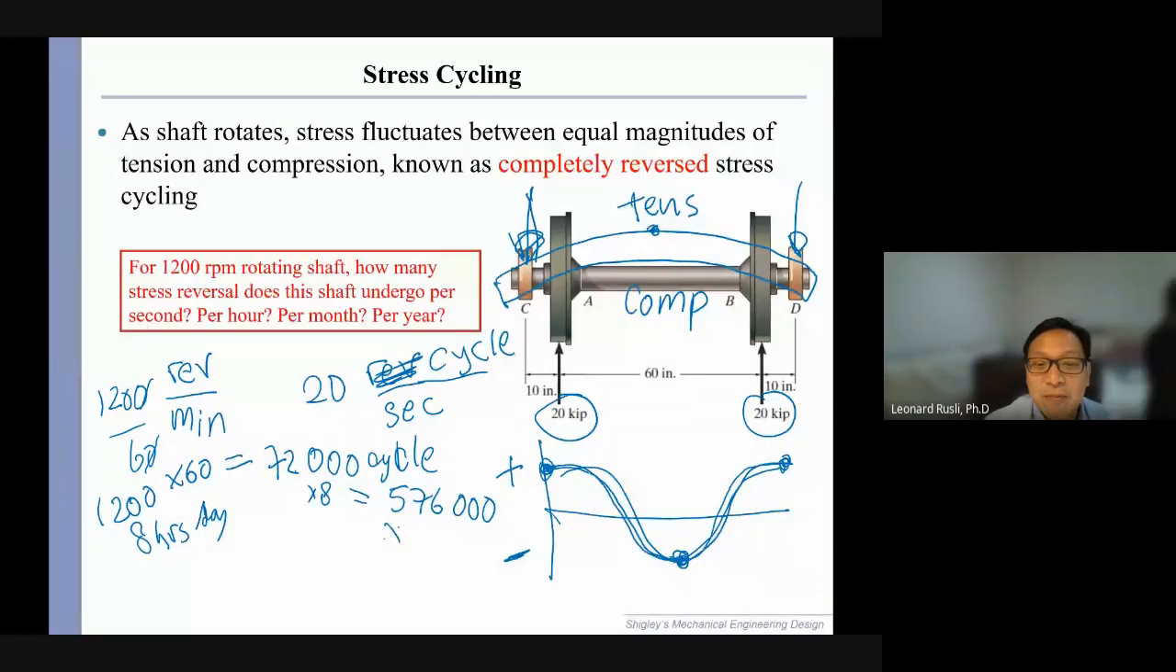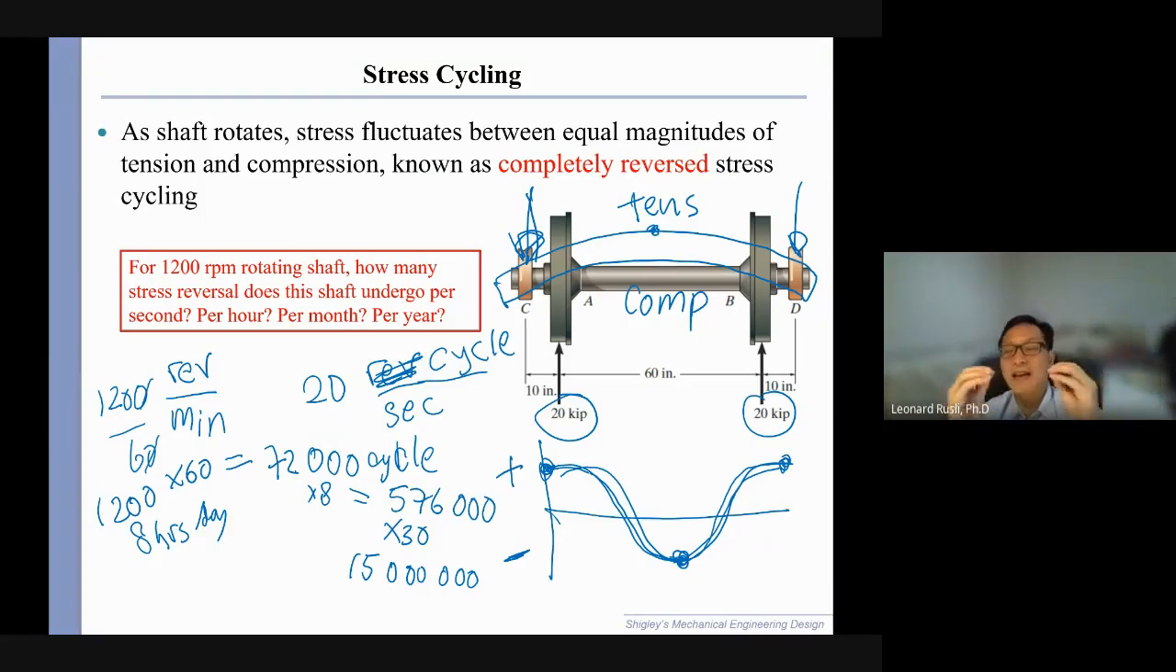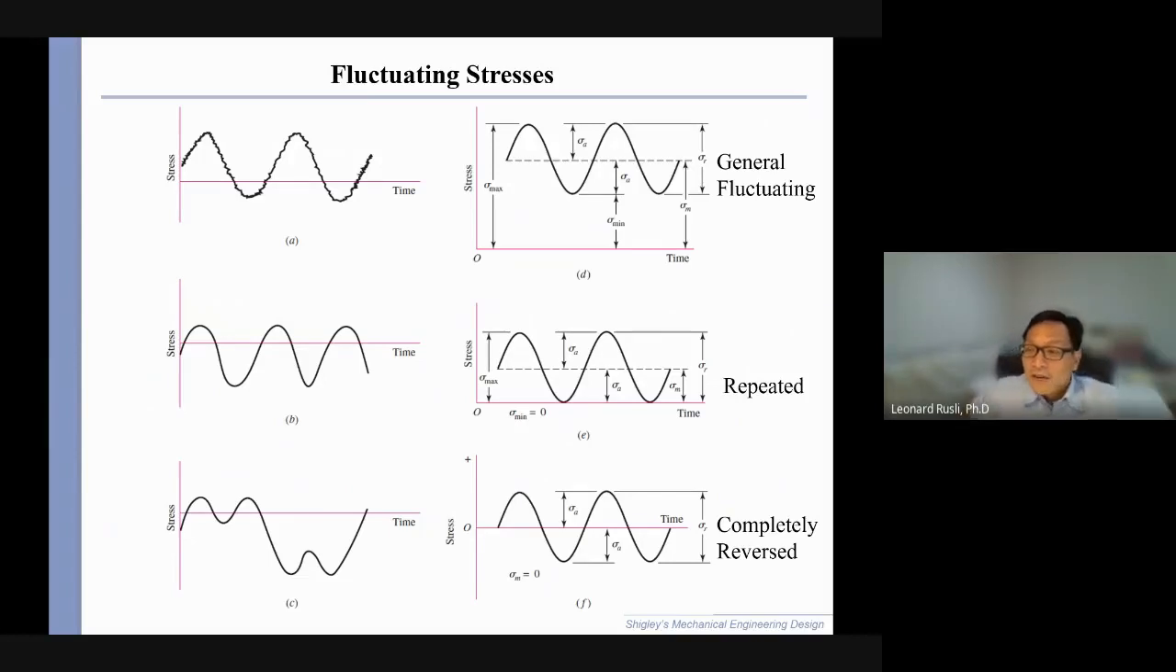Kali 30 per bulan. Ya, kalau ini 500.000 berarti berapa tuh? 5 kali 3, 15 juta ya per month. So you can easily see this cycling will have a greater effect than the static loading. In fact, fluctuating stresses will be the controlling failure effect in most cases rather than static load. Jadi, kalau misalnya in static load, you need 100 tons to fail. In cycling, 20 ton aja kamu bisa fail.